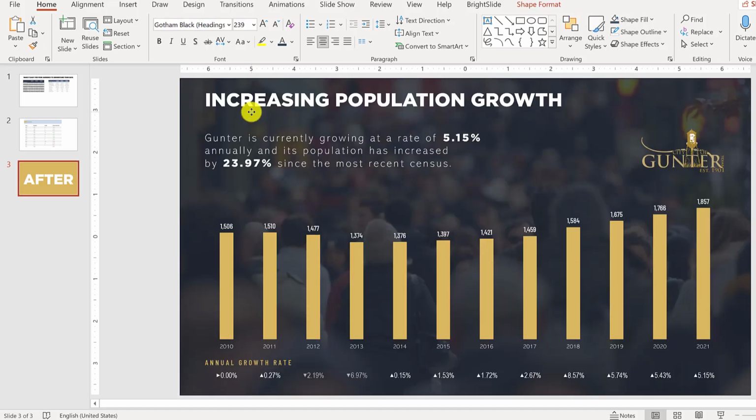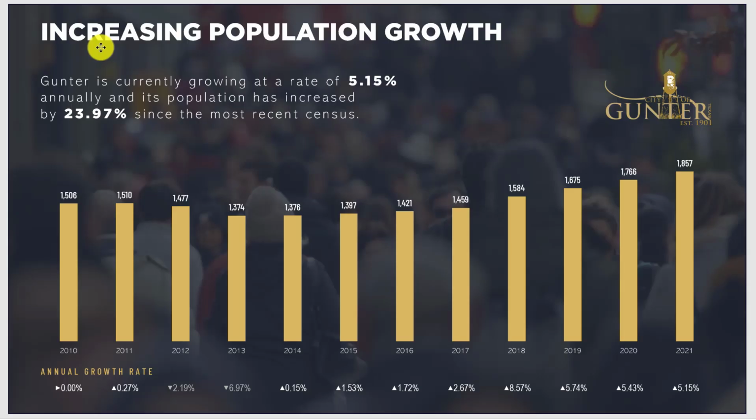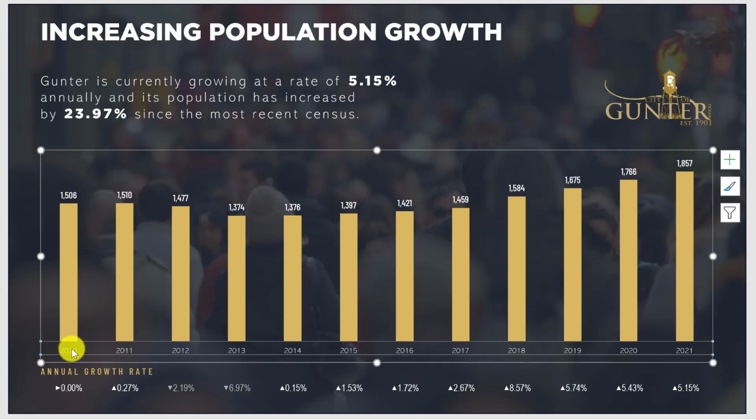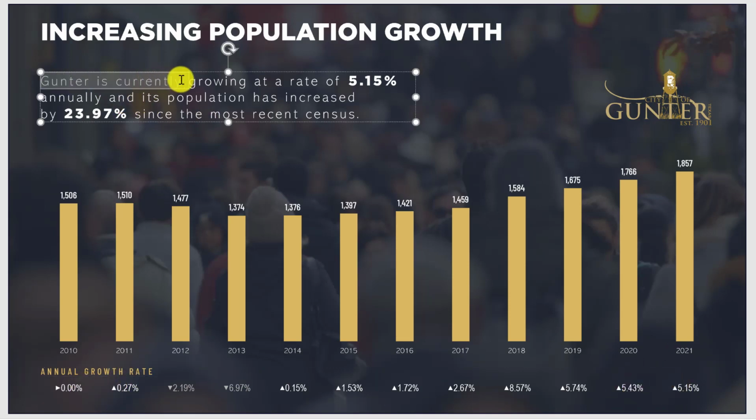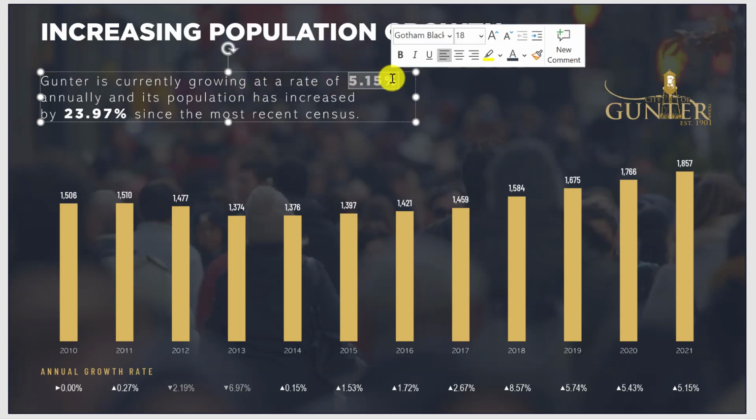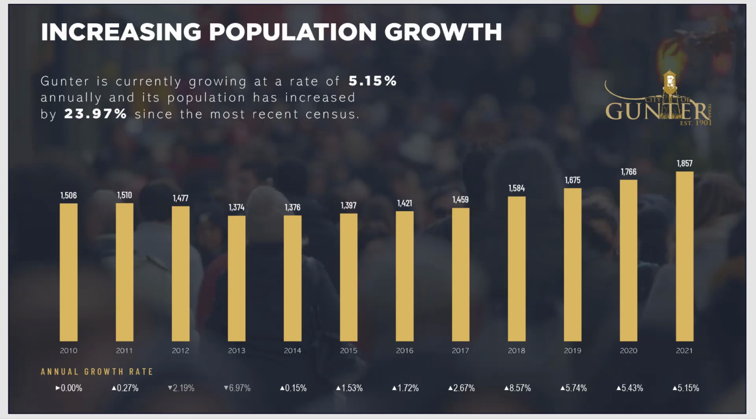So here's how it looks. You can see that we have 2010 to 2021 population, and we have the annual growth rate typed in below. And we've put up some sort of a blurb in here saying that there's a 5.5 annual growth rate. So that just brings out the story behind this chart. So that's how you do it.